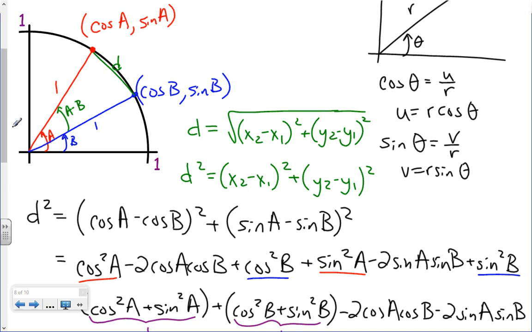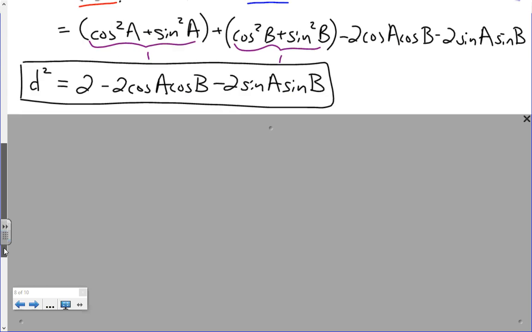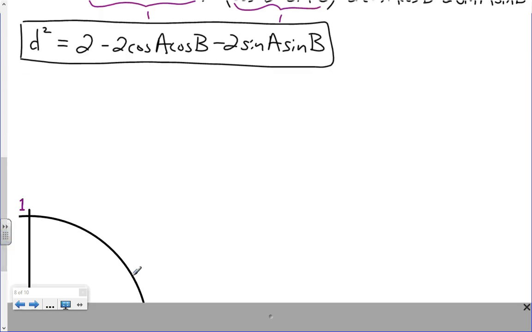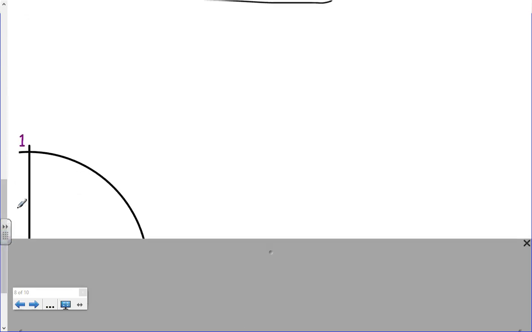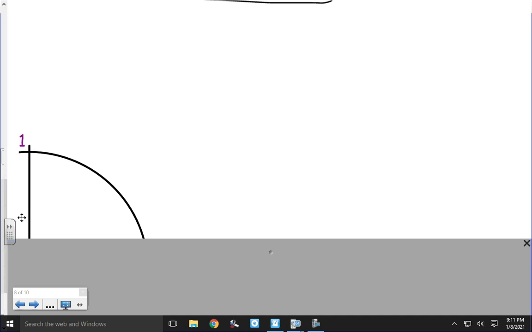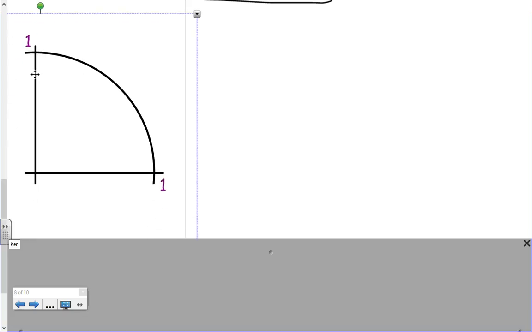So let's sketch what that would look like. On another quarter circle here, we can move this one up here a little bit.